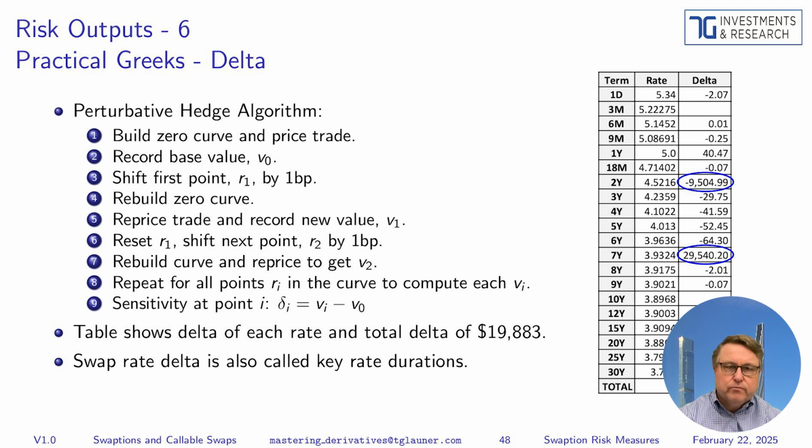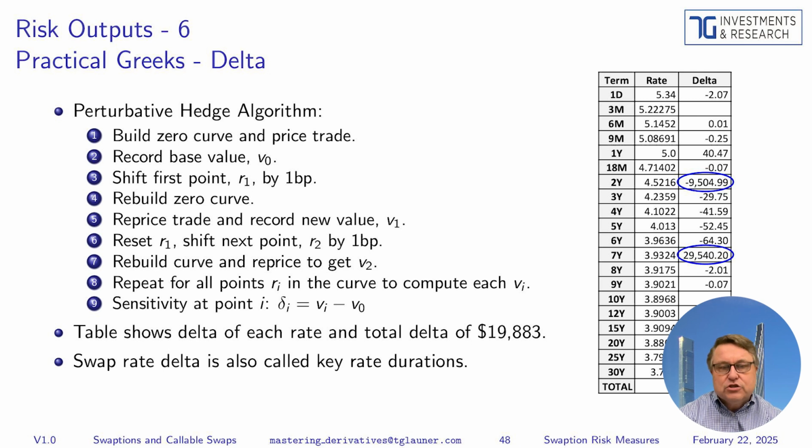The table to the right summarizes the delta of each rate point, showing how the trade's value responds to changes in different maturities. The total delta is about 19,883, representing the trade's overall sensitivity to rate shifts.